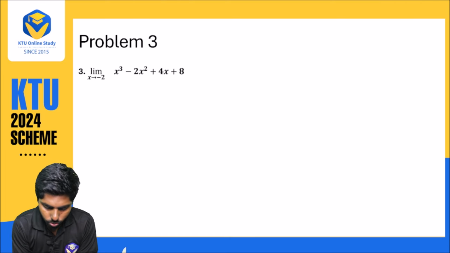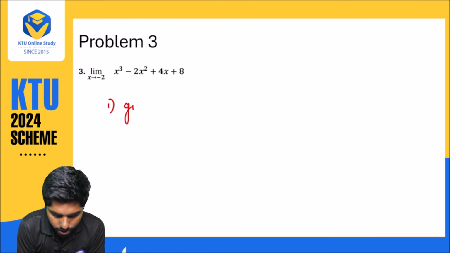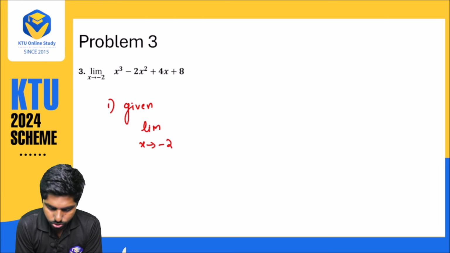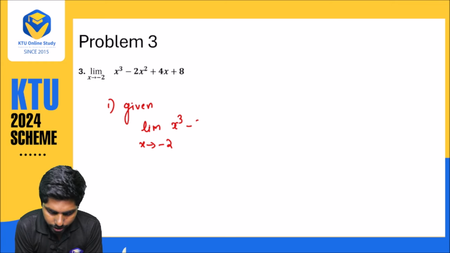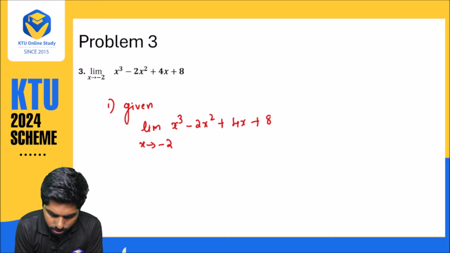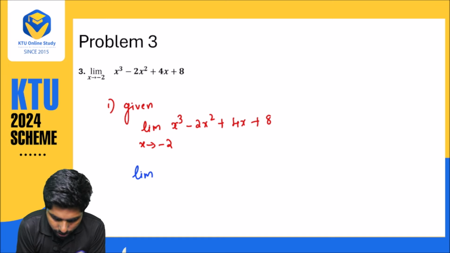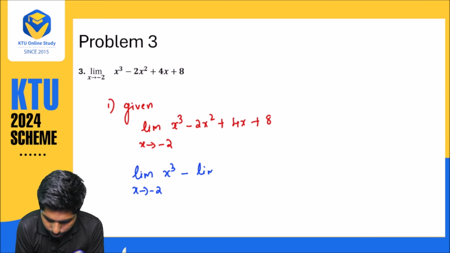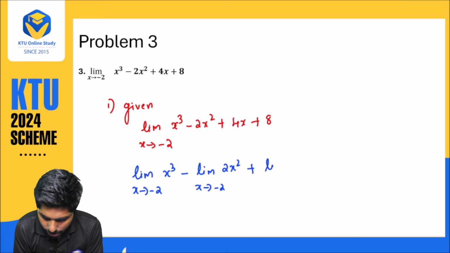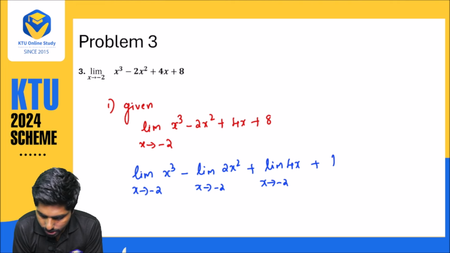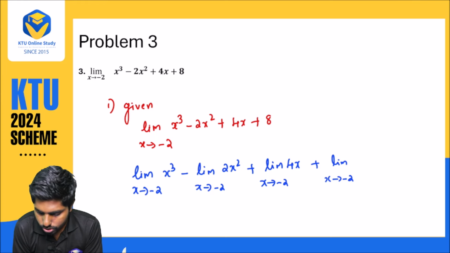Same procedure only. So what will we be writing? Write the given first. Given: limit x approaches minus 2 of x cube minus 2x square plus 4x plus 8. Just write in a splitting manner. Limit x approaches minus 2 of x cube, minus limit x approaches minus 2 of 2x square, plus limit x approaches minus 2 of 4x, plus limit x approaches minus 2 of 8.